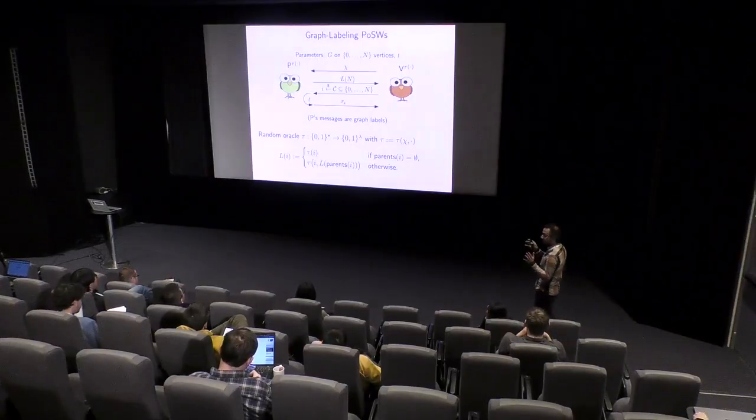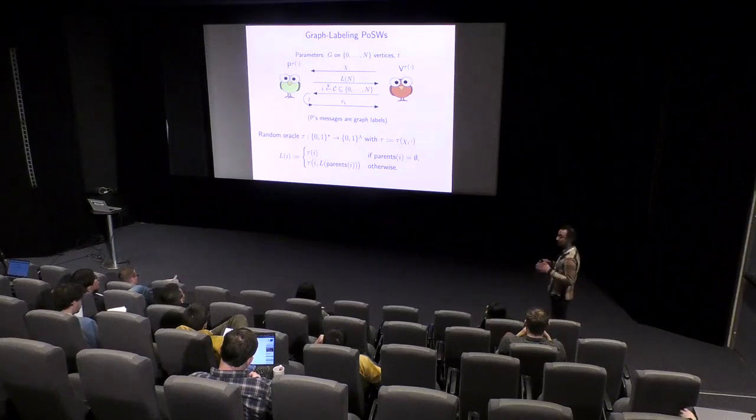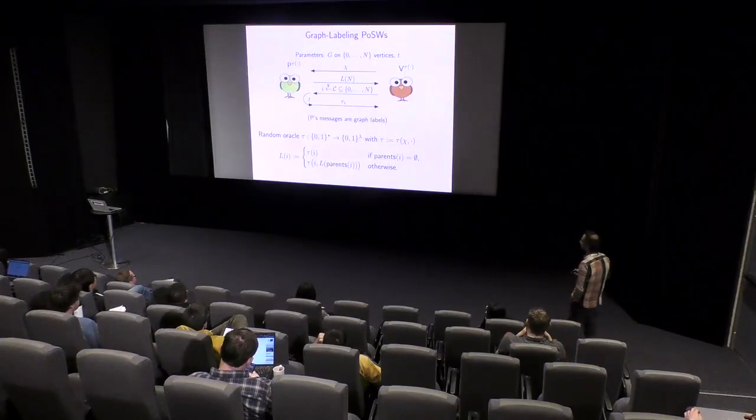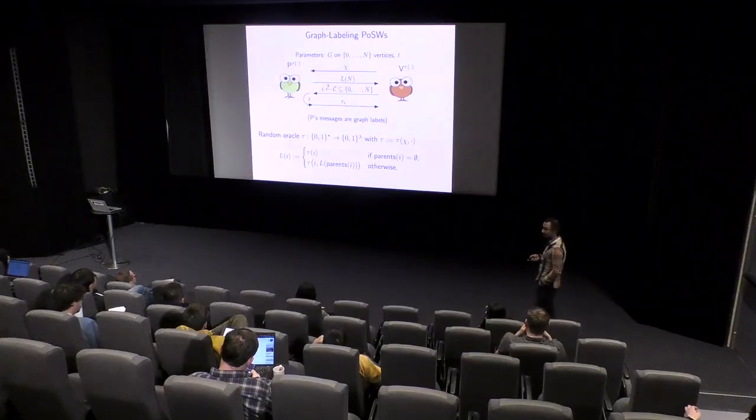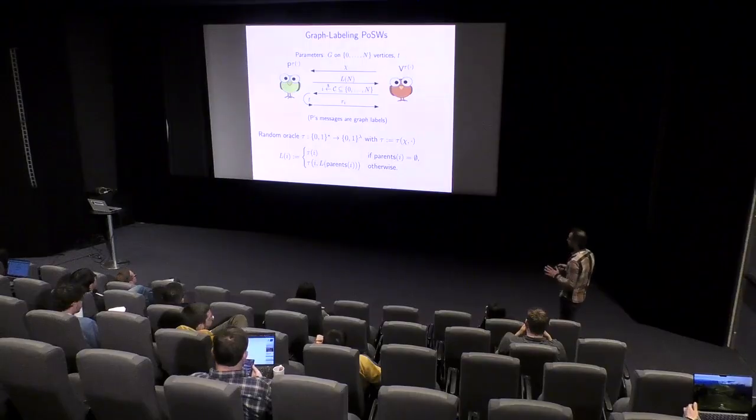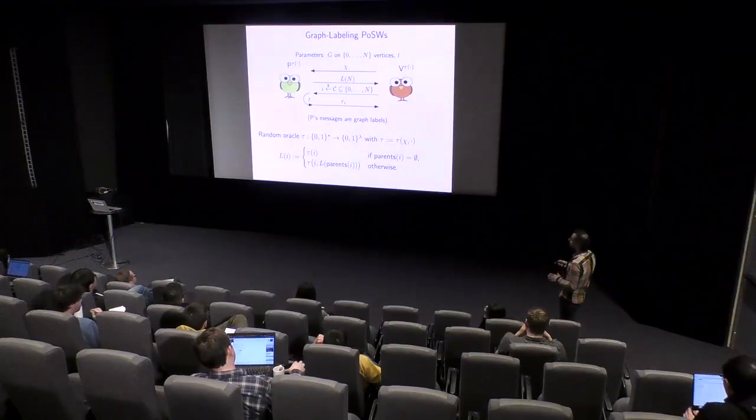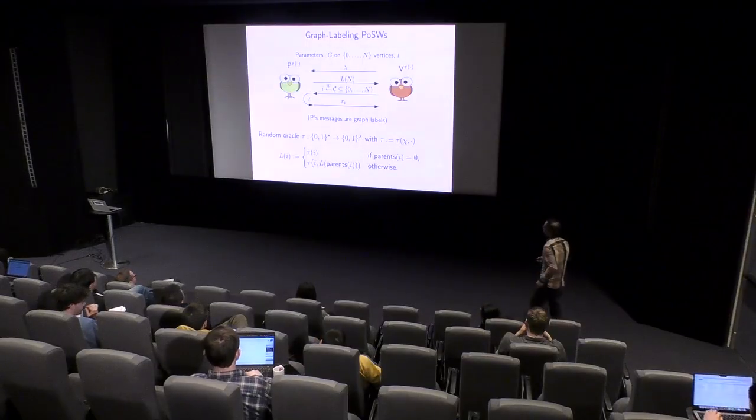There are no other things. The only thing that R's contain are a bunch of labels from the graph. And that's why we call these graph labeling POSWs. This syntax would be very important to prove the impossibility result that I will talk about. So we always assume that this is the structure. All the prover sends during the protocol are just labels, nothing else.